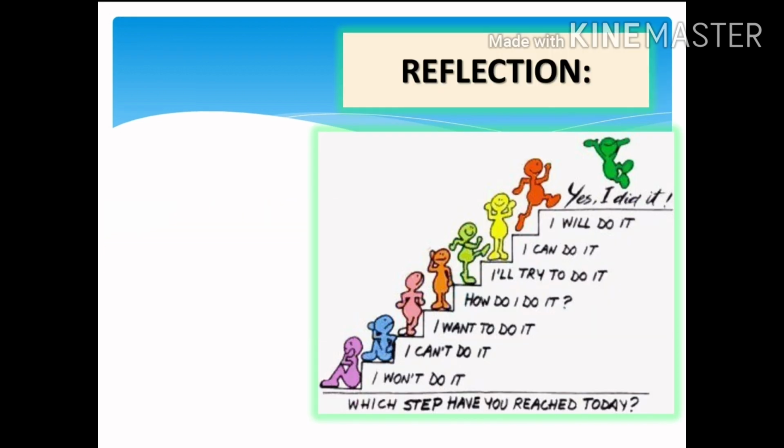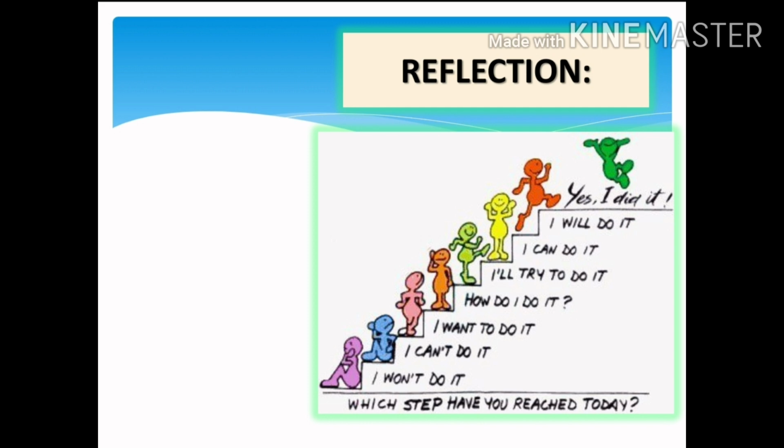Now, let's continue. For the reflection that you can see in this presentation, I'm gonna ask you a question. Please try to answer. Which step have you reached today? We have some options and you are gonna choose depending on how you feel today. We have, I won't do it, I can't do it, I want to do it, how do I do it, I'll try to do it, I can do it, I will do it, and the last is, yes, I did it. Think about it and tell me, on which step have you reached today?